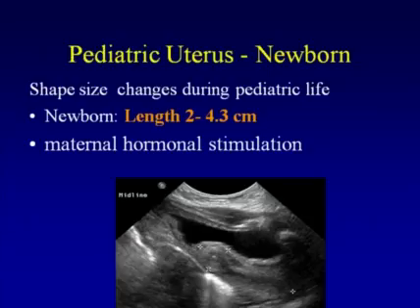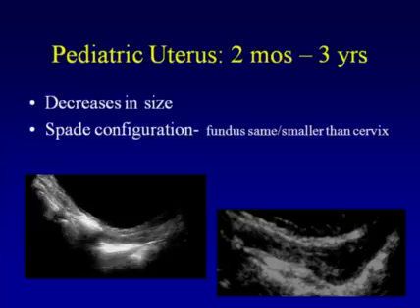So let's start with the uterus. In the newborn period, you have a uterus that looks slightly pubertal in contour because of maternal hormonal stimulation. It may measure as much as 4 to 4.5 centimeters in length. This quickly decreases in size and becomes spade-like in configuration, with the fundus the same or smaller in size than the cervix.